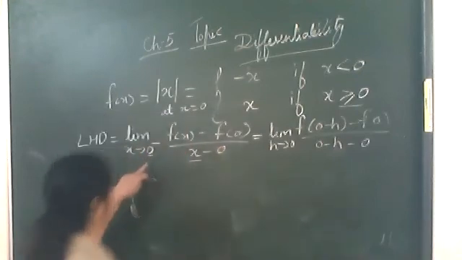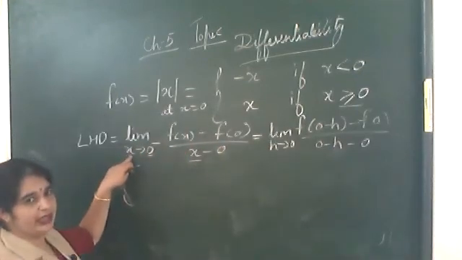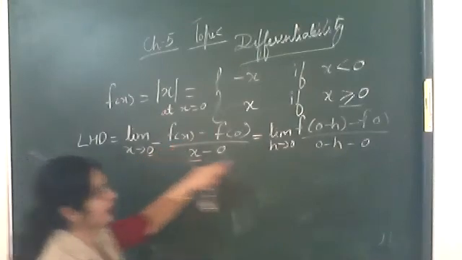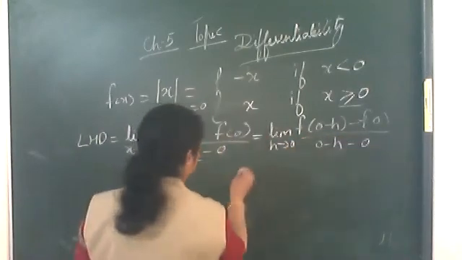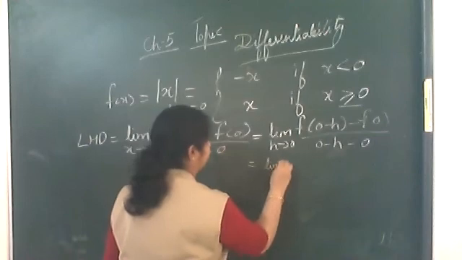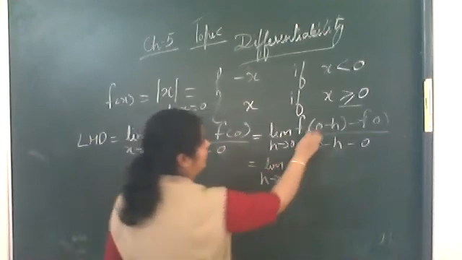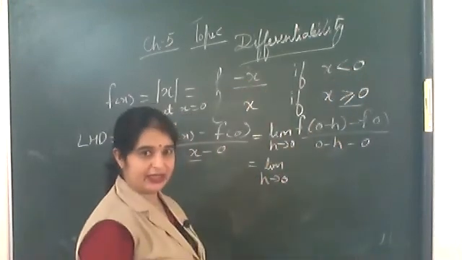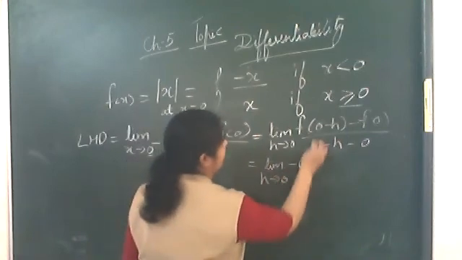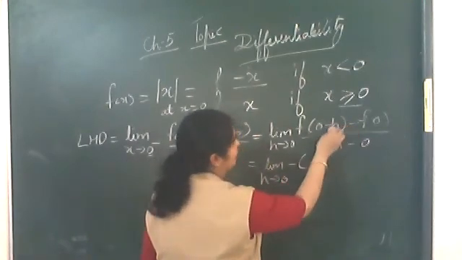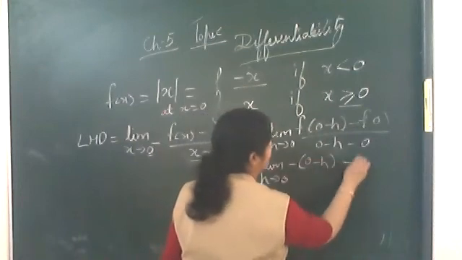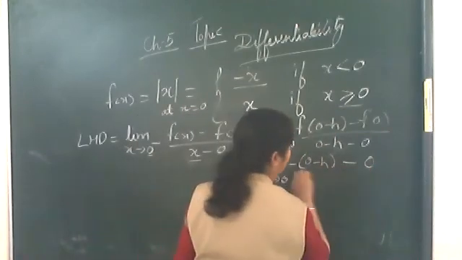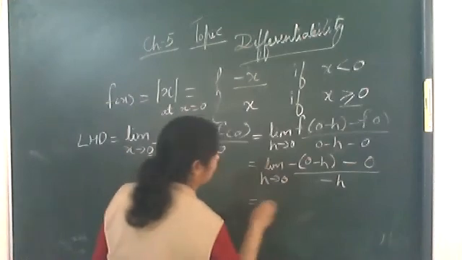The same way, when we had x tending to c minus, we were taking c minus h. Now we have 0, so we'll take 0 minus h here. Is this clear? Now this will be equal to the limit h tending to 0 of f(0 minus h). When 0 minus h is less than 0, the function is what? Minus x. So we'll put the sign minus: minus of (0 minus h) minus f(0). What is f(0)? f(x) is x, so f(0) will be 0, upon minus h.